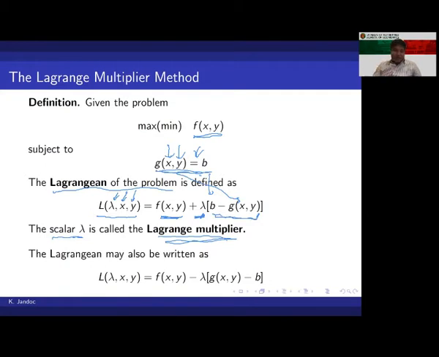Here, when you have a positive lambda, it's b minus g of x and y. But the Lagrangian can also be written like this: the objective function f of x and y minus lambda, contrast that to the plus lambda here. If you have a minus lambda, then it should be g of x and y minus b. Basically, you just flip the arguments. So you can write it either way, but basically, this is the Lagrangian of the problem.